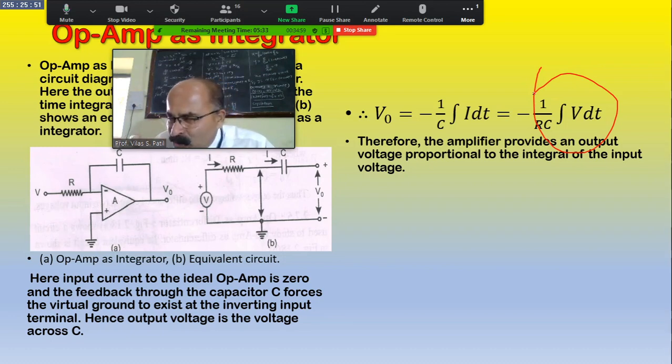Here, integration of the voltage with respect to time is the process of the integration. That is the process of the mathematical integration. Therefore, here the operational amplifier can be used as the integrator. It is used to perform the process of the integration. Okay. Friends, here we studied both the applications of the operational amplifier, as an integrator as well as a differentiator.